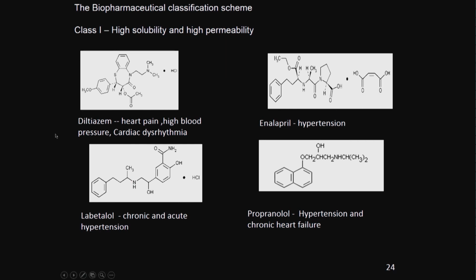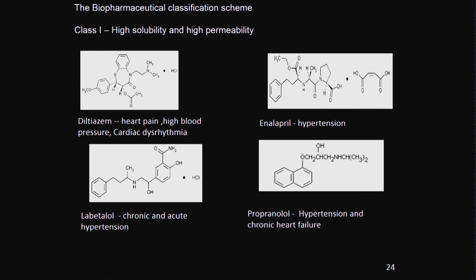Okay. For example, look at this diltiazem, this is for heart pain, high blood pressure, cardiac arrhythmia and so on. So, it has got highly soluble, highly permeable. A lot of hydrogen bond acceptors are there, at the same time it has got a lot of CH2. So, it is nicely balanced. Enalapril, this is for hypertension, this is also highly soluble, highly permeable. Labetalol is for chronic and acute hypertension, these are all salts as you can see here, okay, salts. Propranolol, hypertension and chronic heart failure. So, these are coming under class 1, highly soluble and highly permeable drugs.